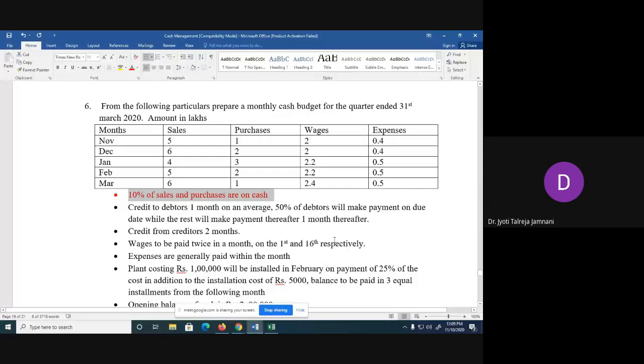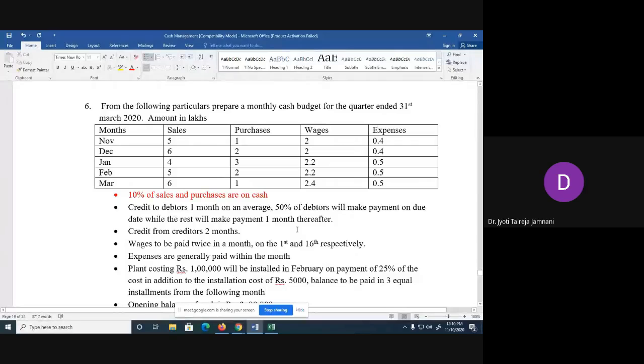The second, credit to debtors 1 month on an average. 50% of debtors will make payment on due date, while the rest will make payment 1 month thereafter. Okay, so what is this? We will understand first, and then accordingly we will have to prepare a working note for it. Now, out of the total sales, 10% are cash. That means the remaining 90% are credit sales. That means the remaining 90% should be paid later.